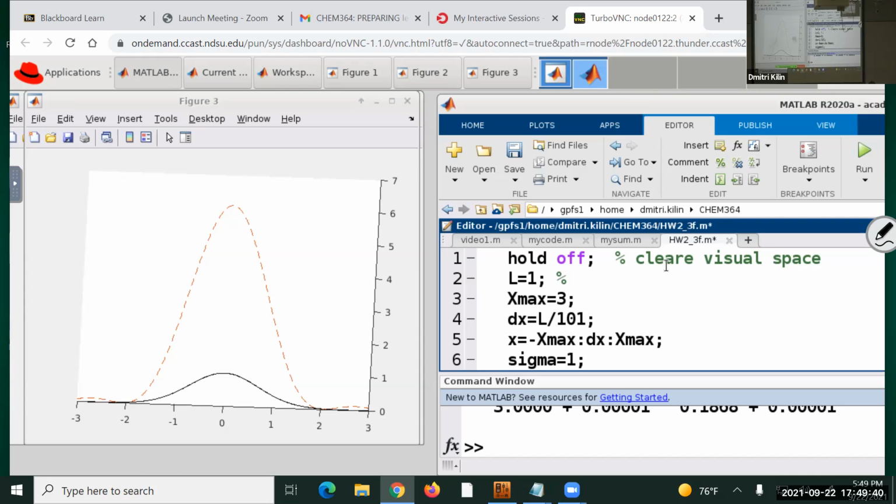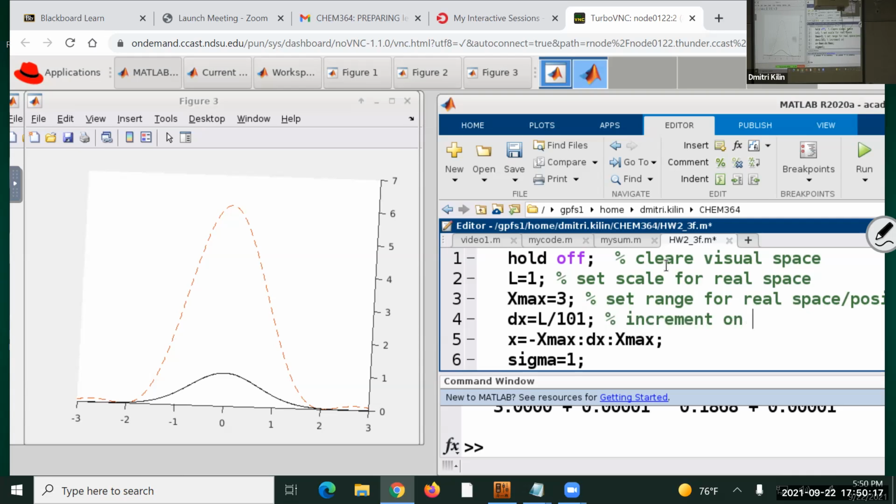So probably it sets up the scale. Sets scale for real space. Set range for real space position will change, minus x max to plus x max. dx, increment in position space, distance between grid points.